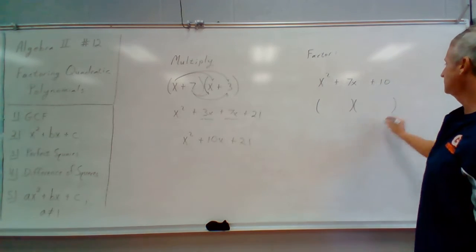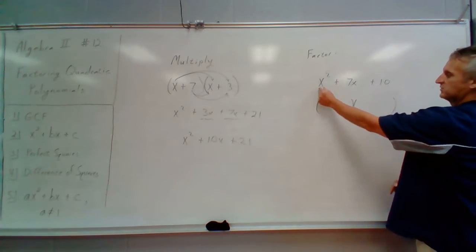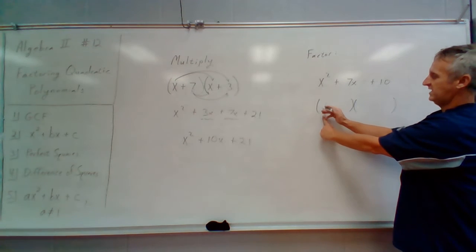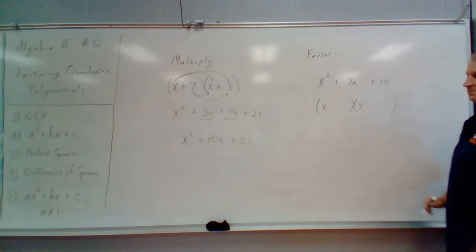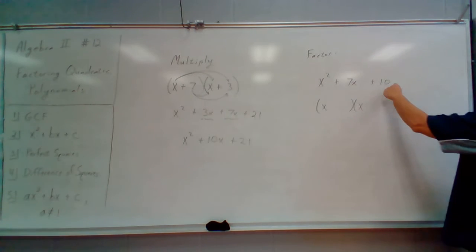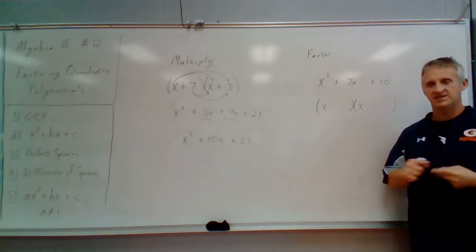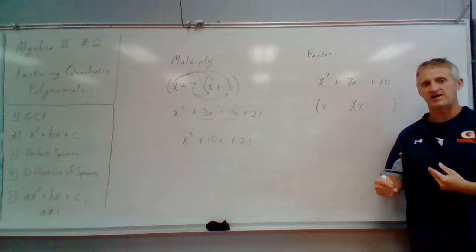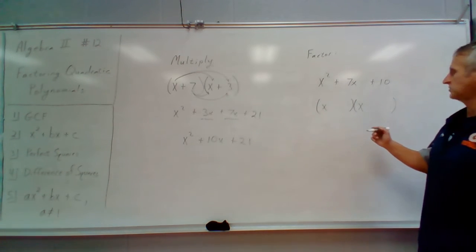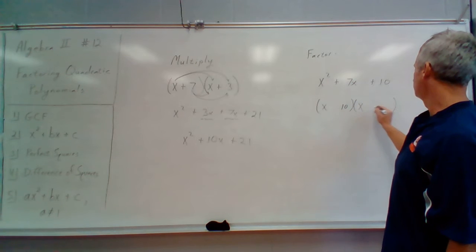So let's try to factor this trinomial into two binomials. So let's draw our parentheses. How do we get x squared? Well, we would get that from an x and an x. How do we get the 10? Well, we could get that from either a 10 and a 1 or a 2 and a 5. Okay, let's try a 10 and a 1.